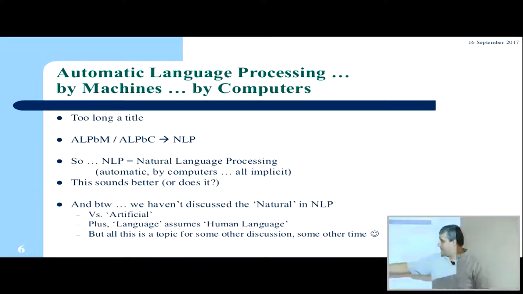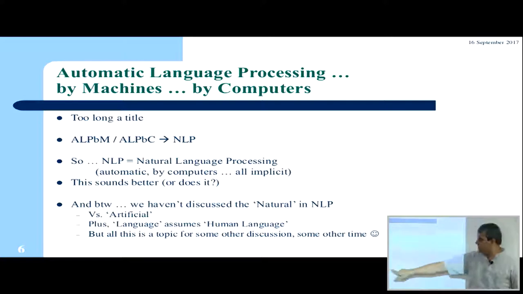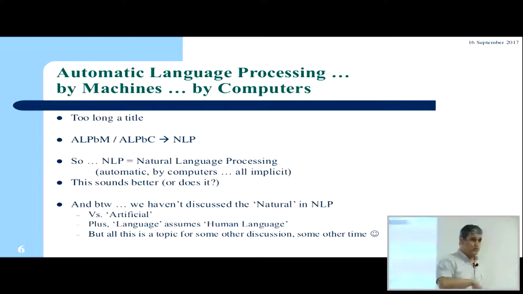And by the way, we haven't yet discussed the natural in NLP. This natural is actually as opposed to artificial. So, natural language versus artificial language. Does anybody have an idea of the difference? Is there a difference in the first place? Well, terminologically, yes, but what can that be? Animal and human. Okay. Anything else? Yeah?